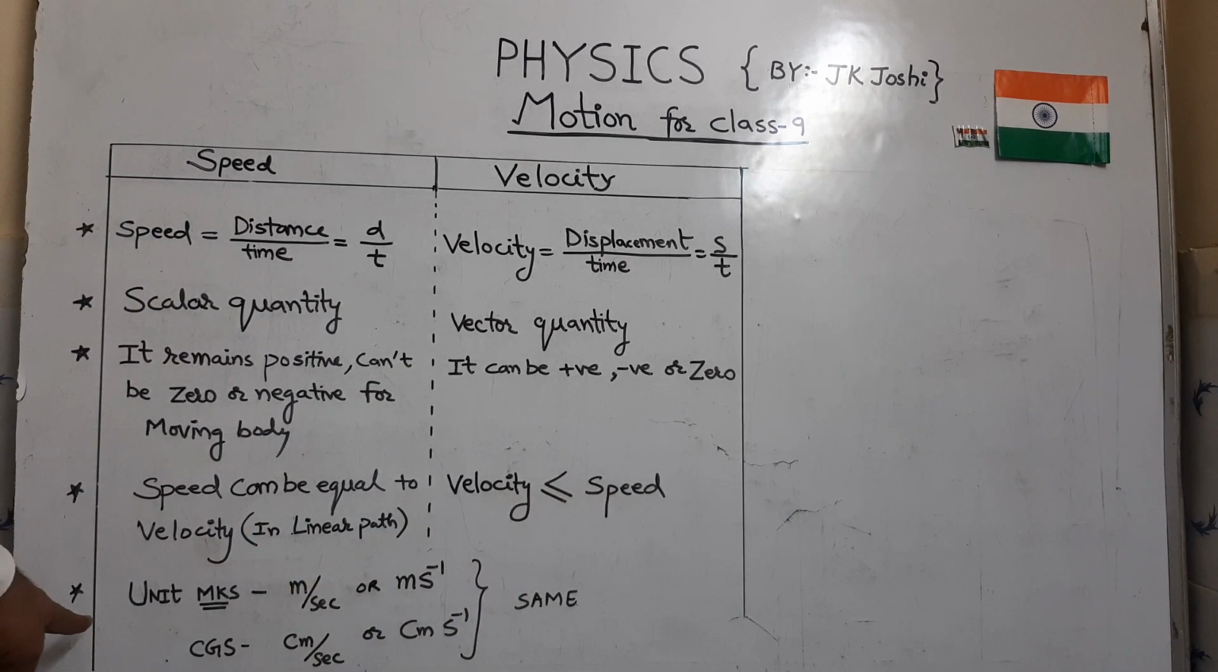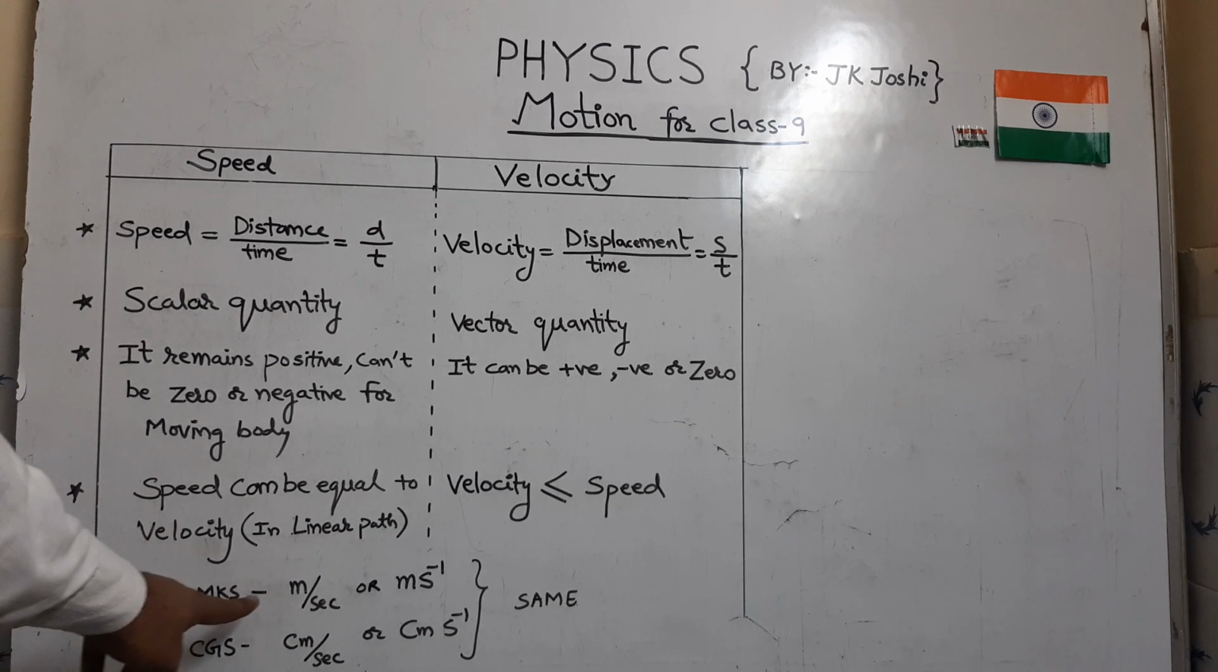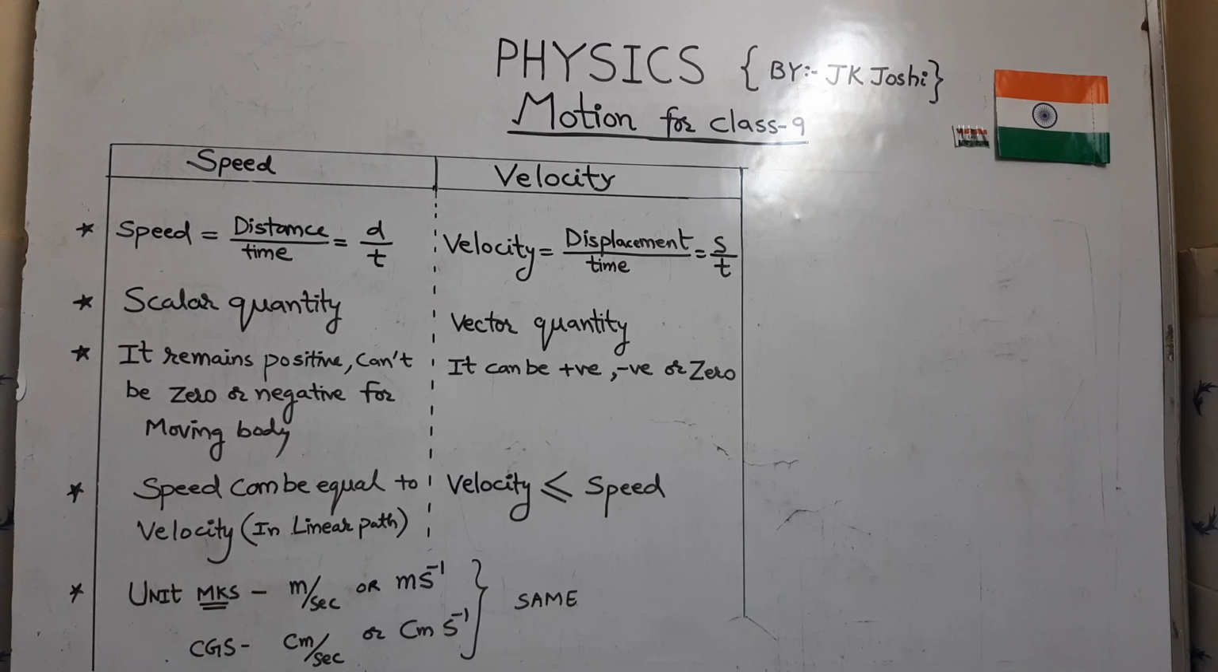The unit, students: the MKS unit of speed and velocity are the same, that is meter per second, and the CGS unit is centimeter per second.